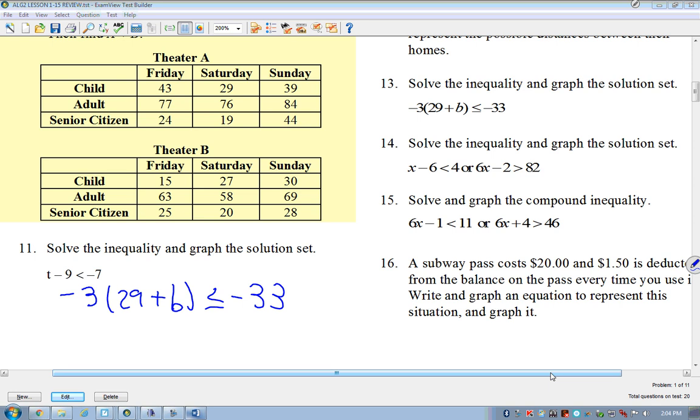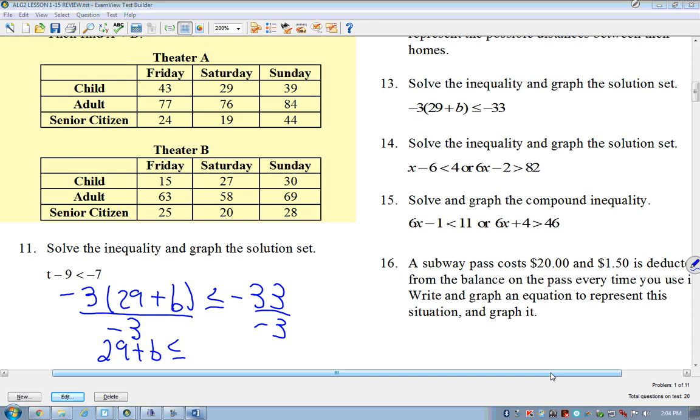You could simplify the left-hand side. But I really could just divide by negative 3, right? Because I'm trying to isolate it. I don't really need to add more to it, right? So we could divide by negative 3. That's going to give me 29 plus b is less than or equal to... oh, wait, hold on.